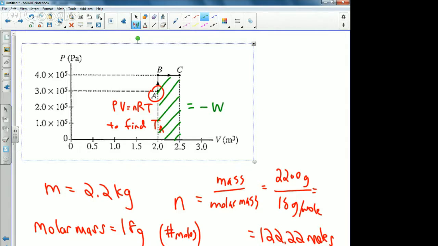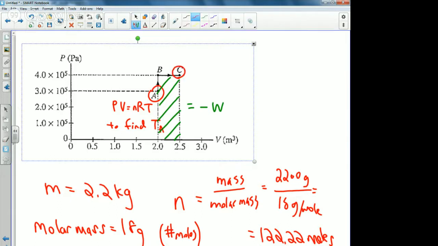So I'm just trying to show you guys that, okay, A to B, technically no work was done. All the work was done during B to C. But I just want you guys to understand, just write down a few notes, to find the temperature at A or the temperature at C.